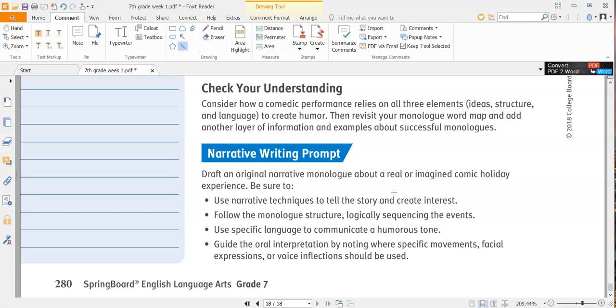So this should be a separate document than this document. There is not enough room for you to write your entire monologue, your entire story that you're going to write. So I will create a second upload spot for your narrative monologue so that you'll have the opportunity to upload that in that spot. So I believe that's everything for this week.